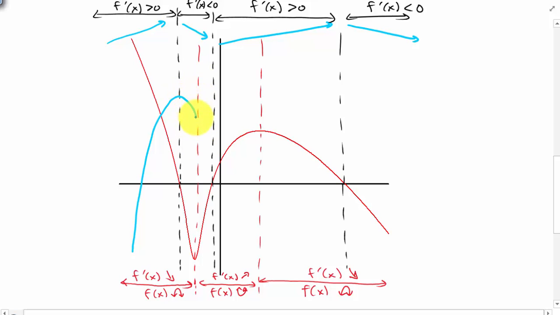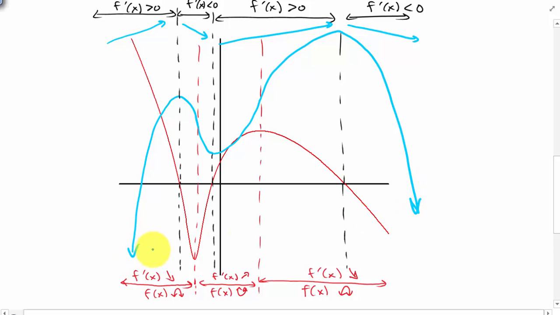So decreasing concave down right there, and then decreasing concave up. So then decreasing, but now concave up right here. Another horizontal tangent line, then increasing concave down right here, and now increasing concave up like that, and then decreasing. So something like that, okay?